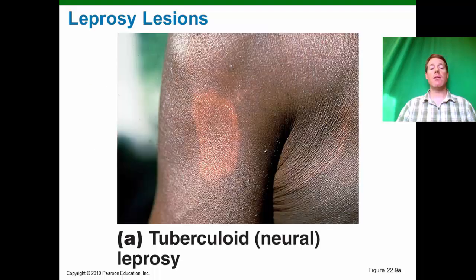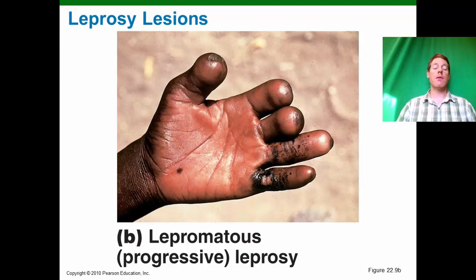Here's an example of a leprosy lesion from the less severe kind of leprosy, the tuberculoid or neural leprosy. Just a patch of numb skin, and this might clear up on its own, definitely clear up with the right antibiotics. Here's an example of lepromatous or progressive leprosy, which can result in nasty lesions, growths, and also ultimately loss of tissue from the body.